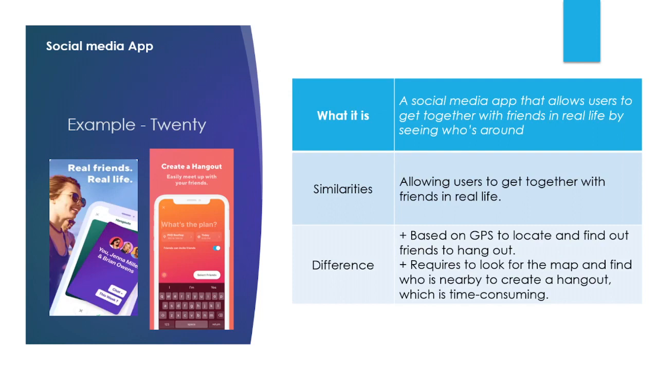Then there's a social media app that allows users to get together with friends in real life by seeing who's around. It uses GPS location to find out who's nearby. It's an unnecessary feature, really. If you're going to work out who's around, there are a lot easier ways than having a GPS tracker on you at all times.